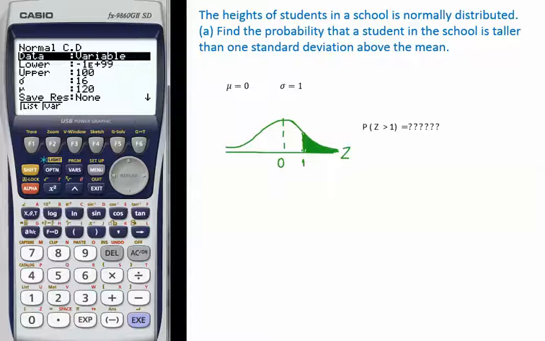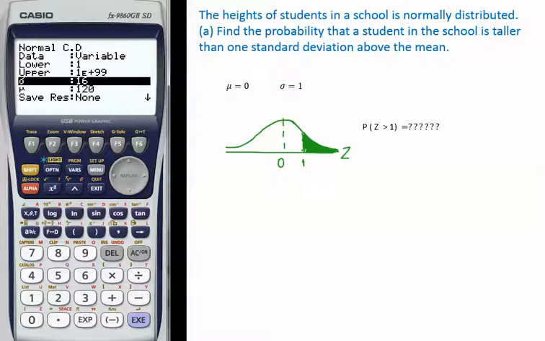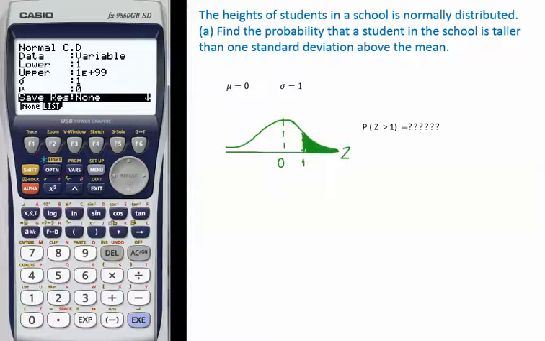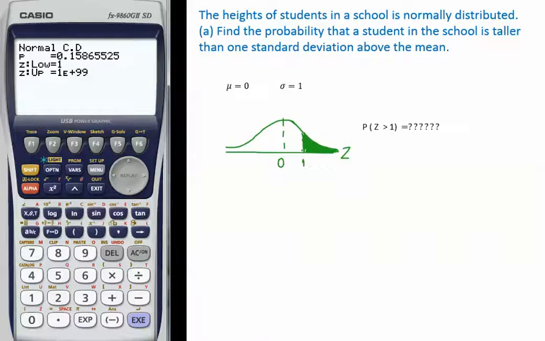And now we need to put in the lower bound, the upper bound, the standard deviation, and the mean. Now the lower bound here, for Z, we're focusing on the Z-score, is 1. The upper bound, well, it's the highest Z-score that we can have. We usually put in here the number E to the 99, the highest number that the calculator can handle. Now, we're dealing with this as a standard normal distribution, so the standard deviation is 1, and the mean, mu, is 0. Enter all that information. Now if we hit EXE, we'll find that probability.